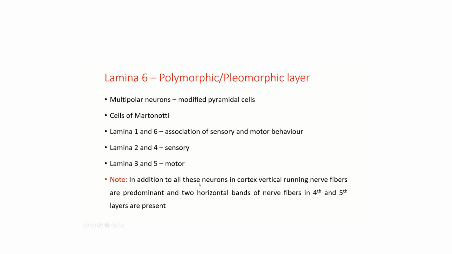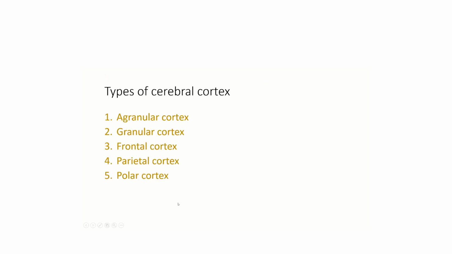Then, in addition to all these neurons in cortex, vertical running nerve fibers are predominant, and two horizontal bands of nerve fibers in fourth and fifth layers are present, which we already described as outer band of Baillarger and inner band of Baillarger. So types of cerebral cortex: agranular cortex, granular cortex, frontal cortex, parietal cortex, and polar cortex. So agranular cortex is chiefly motor. So granular layers are less prominent. Granular cortex, in which granular layers are more prominent. Then frontal cortex, parietal, and polar cortex will be between these two.